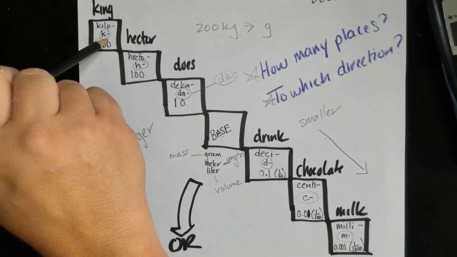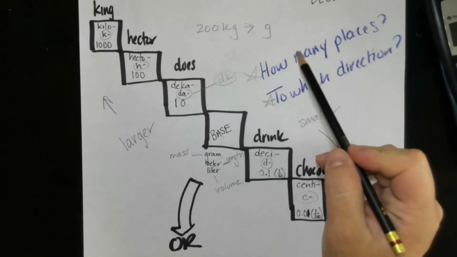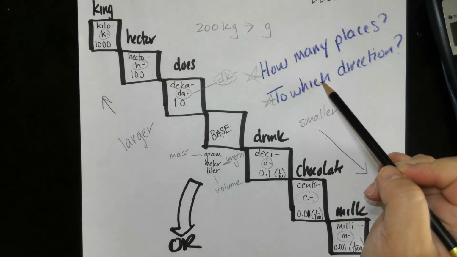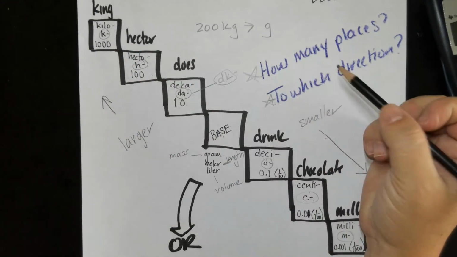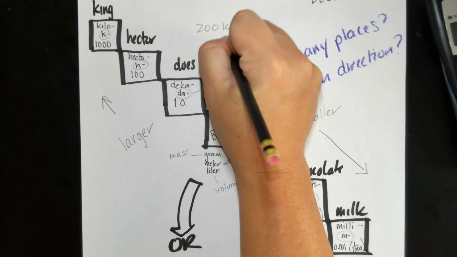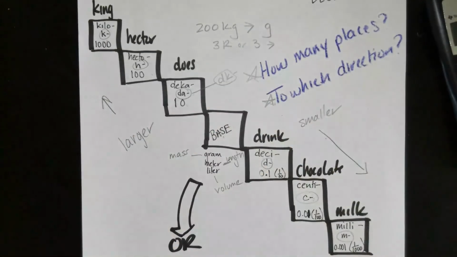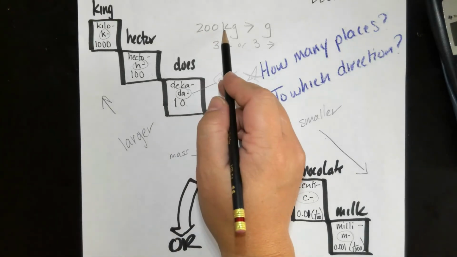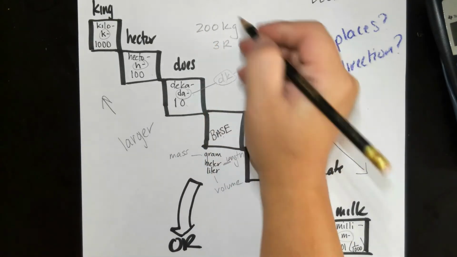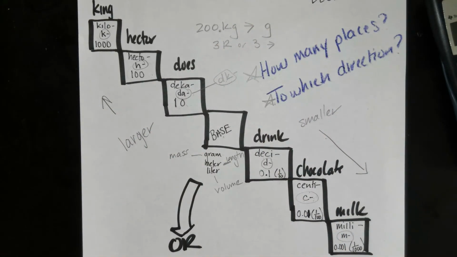I'm starting on kilo. I need to go to gram. 1, 2, 3. I'm moving 3 places. To which direction? I'm moving to the right, okay? So that means I'm going 3 places, and I'm just going to write this here. 3 to the right, okay? That means I'm moving my decimal point that many places and to that direction. Notice 200 here doesn't naturally have a decimal point, so we always understand that as we put it after the last digit, okay?